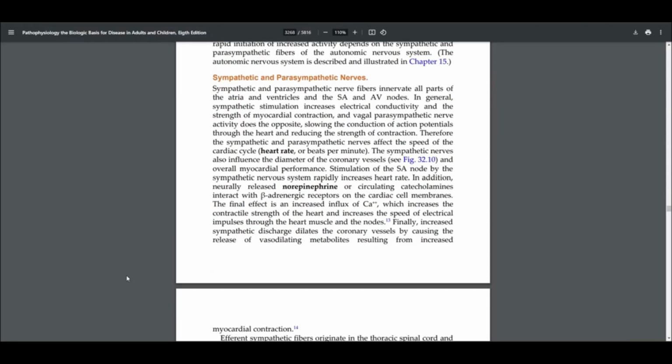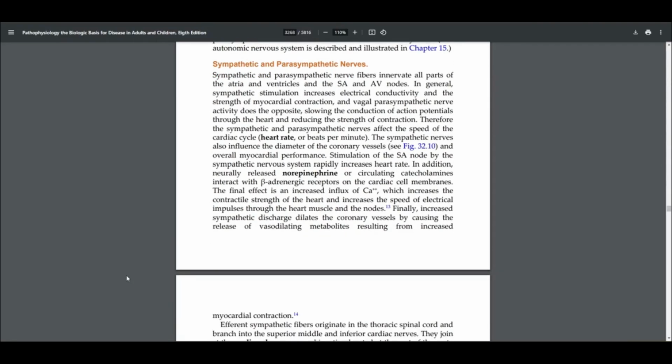Sympathetic and parasympathetic nerves. These sympathetic and parasympathetic nerve fibers innervate all parts of the atria and ventricles and the SA and AV nodes.